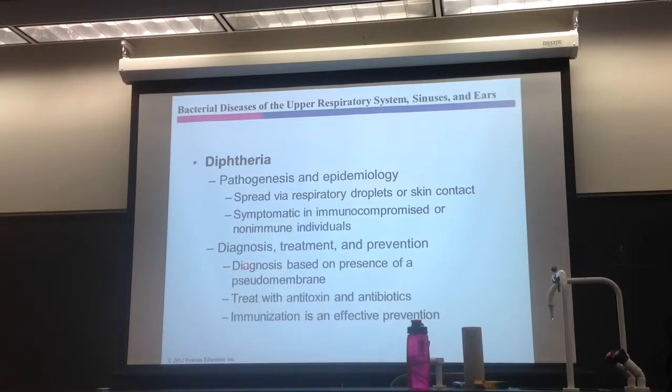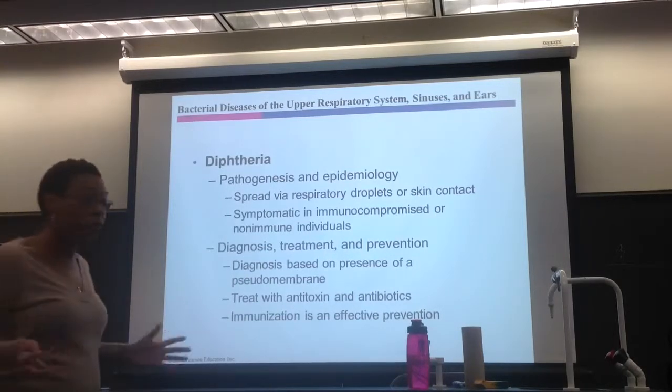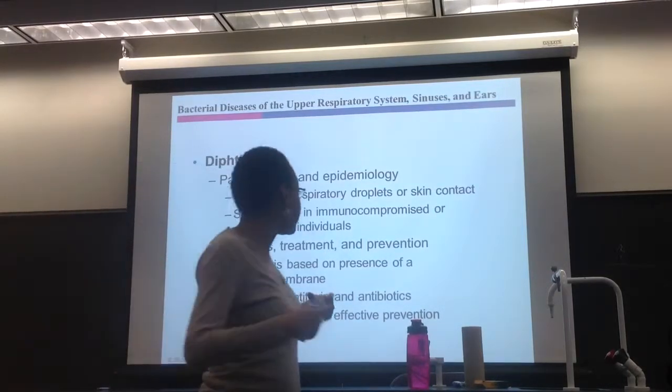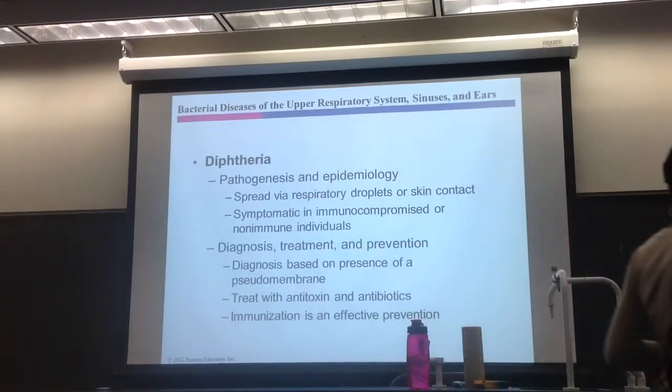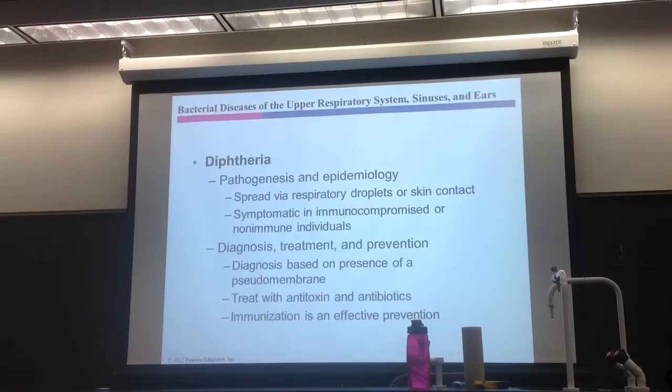Now, I told you how you diagnose it. That pseudomembrane in the back of your throat is a dead giveaway. You can treat it with antitoxins, because it's the diphtheria toxin that makes those pseudomembranes. So you can use an antitoxin to neutralize the toxin itself, or antibiotics to kill the bacteria. But really, the most effective way to prevent it altogether is to get immunized against it. So your DTaP vaccine takes care of diphtheria.